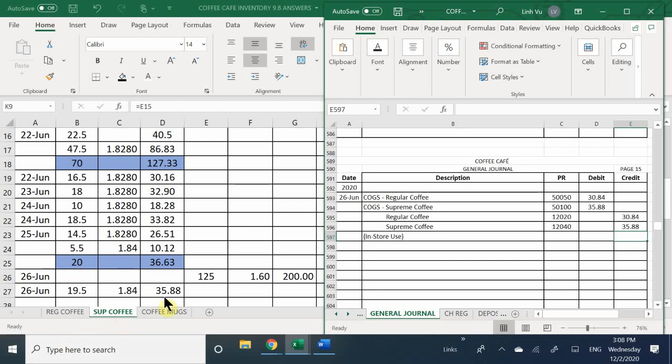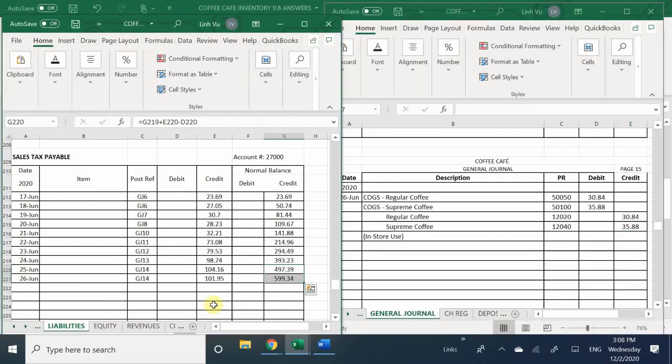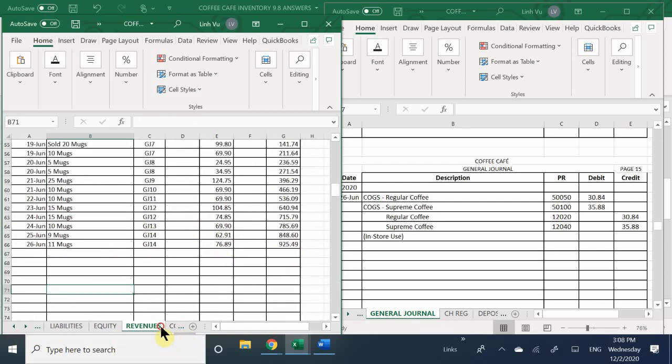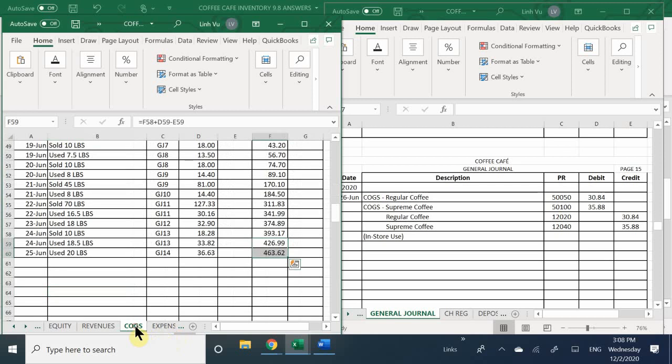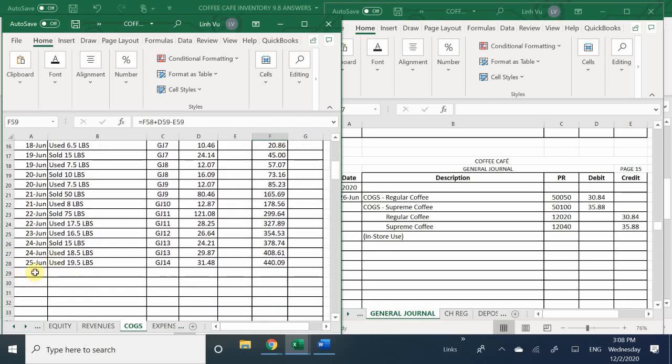So now we did our inventory, we did our general journal. Now we have to go in and do our ledger. Start with our regular coffee, which is right here. Cost of goods sold, regular coffee, 6/26. We used 19 pounds of regular coffee.